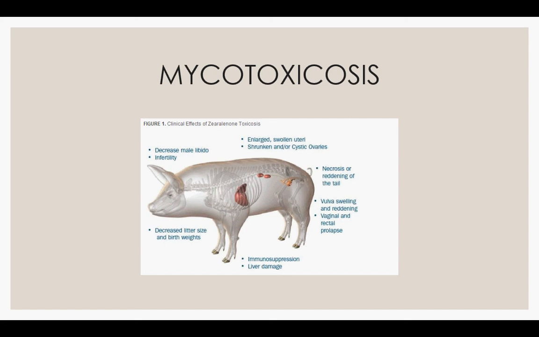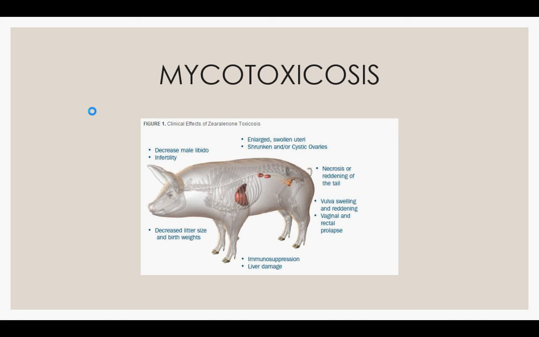Now, mycotoxicosis in pigs affects almost every system of the body of the pig. It affects the digestive system to some extent, and the respiratory system. For example, one mycotoxin that is called zearalenone can cause enlarged swollen uteri in pigs. It can also cause shrunken and or cystic ovaries. It can also cause necrosis or reddening of the tail. It can cause vulvar swelling and reddening. It can cause vaginal and rectal prolapse. It can cause immunosuppression. It can cause liver damage. It can also cause decreased litter size and birth weights. It can also cause decreased male libido and can cause infertility in female animals.